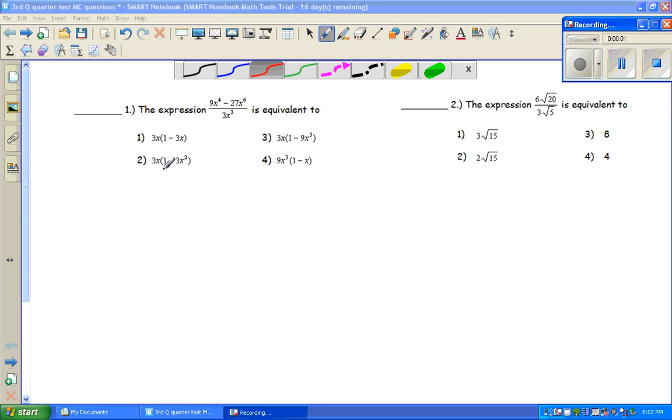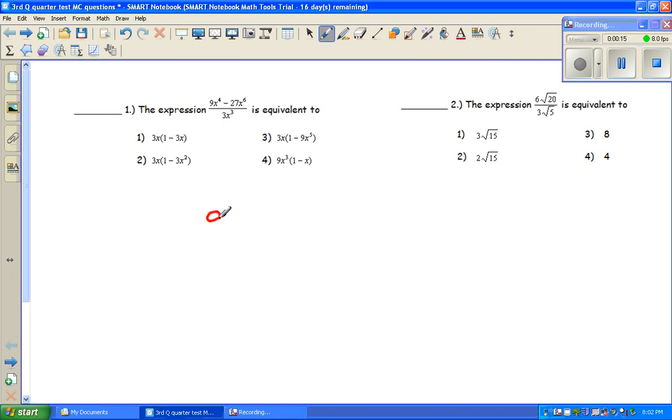Well, so we're going to go over the third quarter quarterly exam, the multiple choice questions. In the first question here, you have 9x to the fourth minus 27x to the sixth. You have some common terms to factor out. You take out 9x to the fourth, we'll be left with 1 minus 3x squared. That is completely divided by 3x to the third.